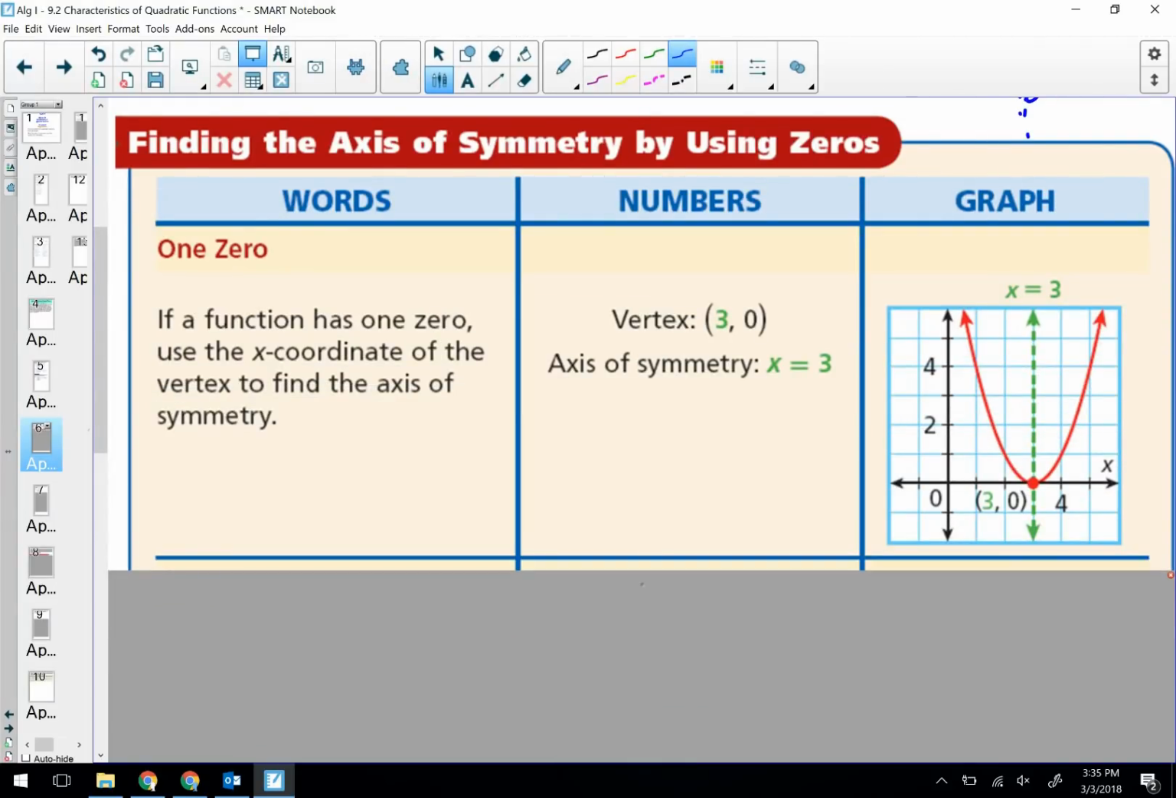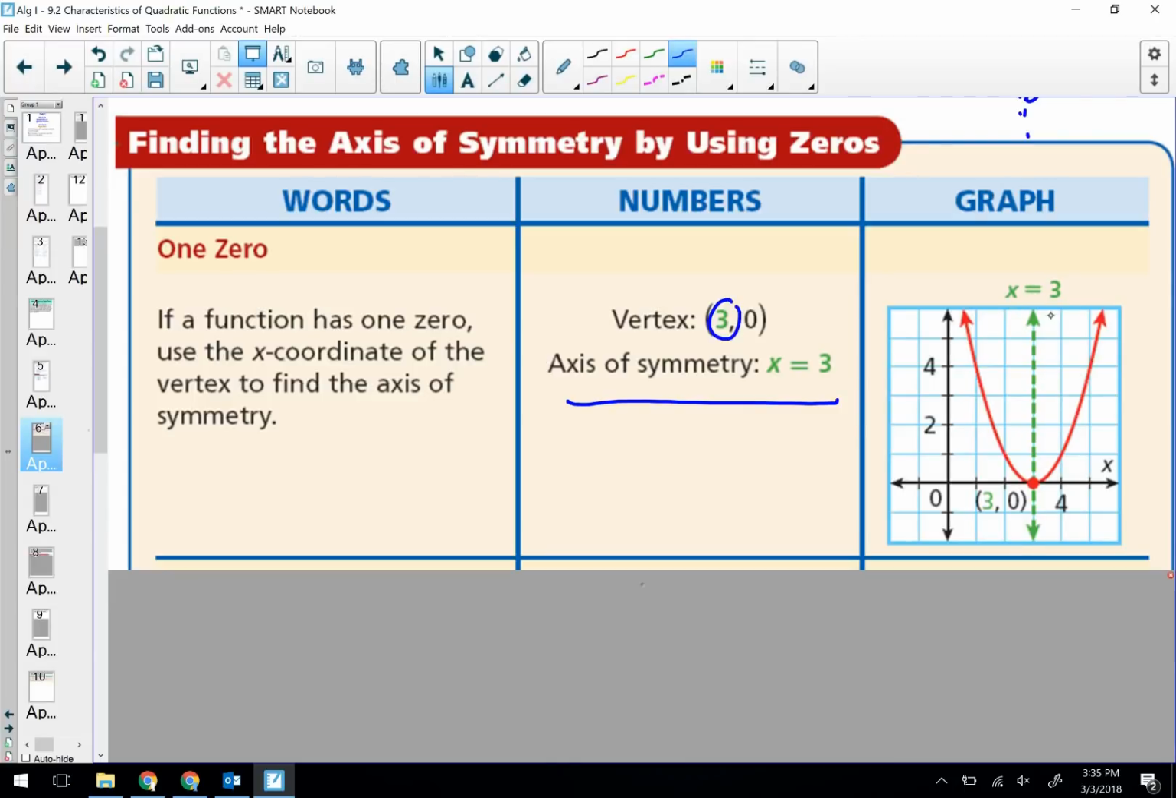Take a look at the different options. Now we have 1 zero, 2 zeros, and no zeros at all, right? Well, if a function has 1 zero, the x-coordinate of the vertex is the axis of symmetry. So take a look at this one right here. And this would be a good thing to pause and write down as well, this whole box here. If it's got 1 zero, the axis of symmetry is really going to be the x-coordinate of the vertex.